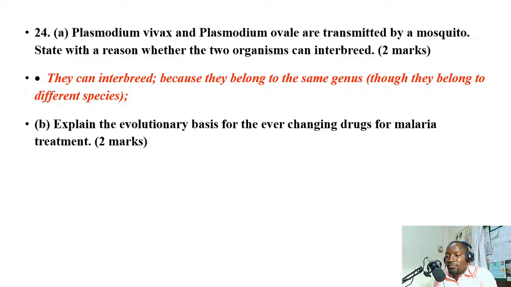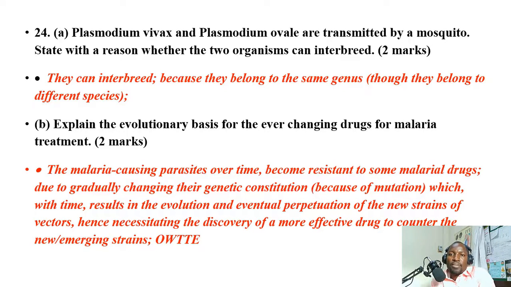Explain the evolutionary basis for the ever-changing drugs for malaria treatment. Now, malaria-causing parasites over time have become resistant to some malaria drugs, due to gradual changing of their genetic constitution because of mutation, which in time results in evolution and eventually perpetuation of the new strains, hence necessitating the discovery of more effective drugs to counter the new emerging strains. So we accept any other words to that.